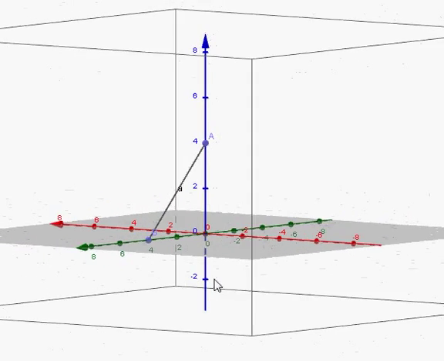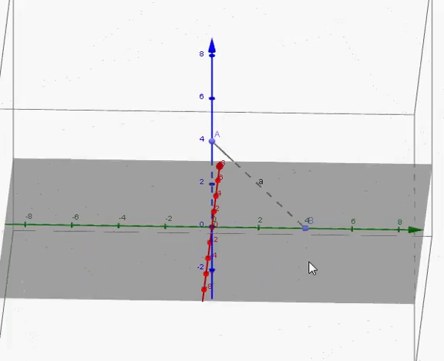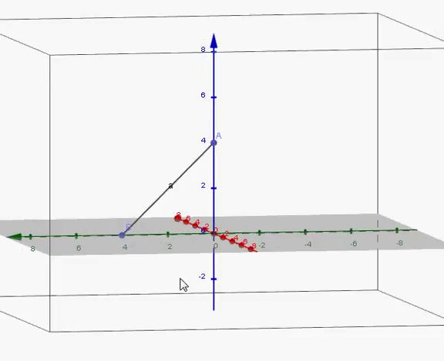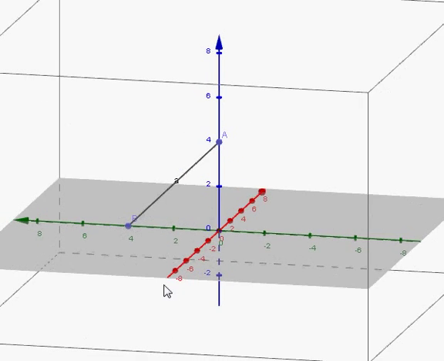So let's take a look and see what it looks like. You can see it doesn't go any further than the endpoints. It does not go any further than the endpoints.